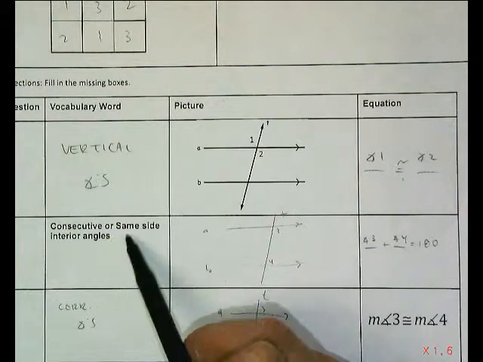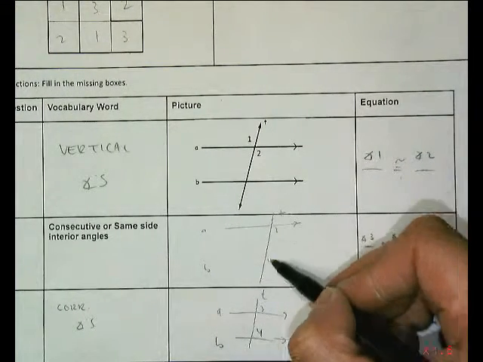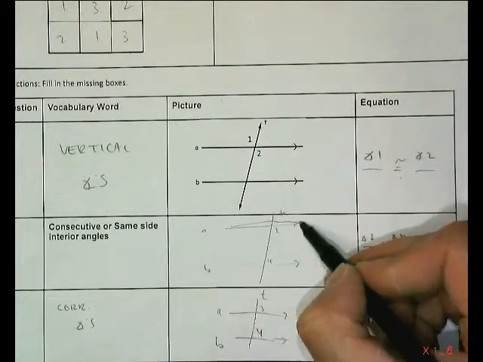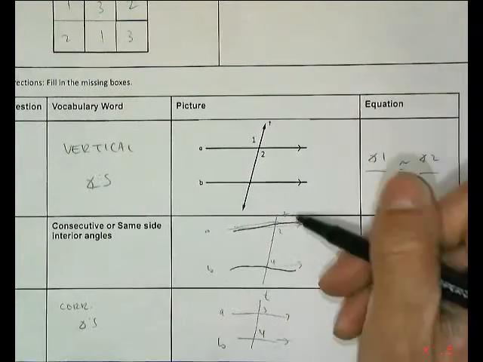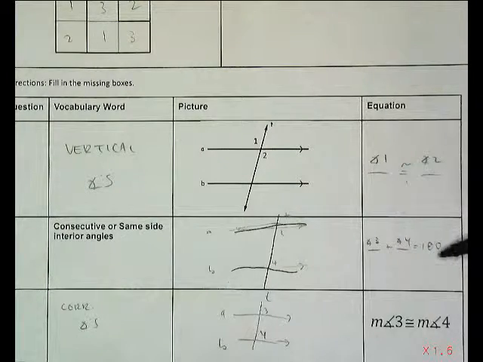Consecutive or same side interior angles. You could just use the same diagram. There it is, 3 and 4. They're both on the inside of my parallel lines here. They're on one side of my transversal. That means they are consecutive. 3 plus 4 equals 180.